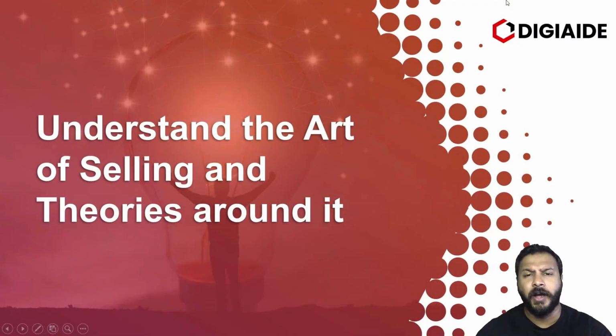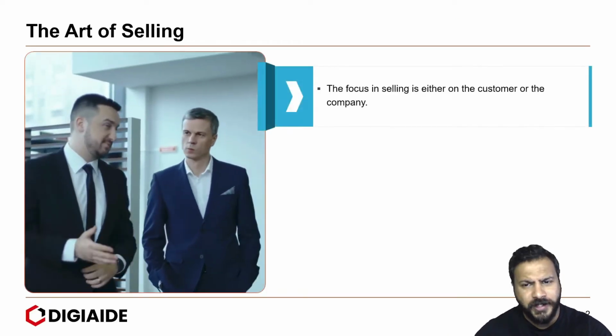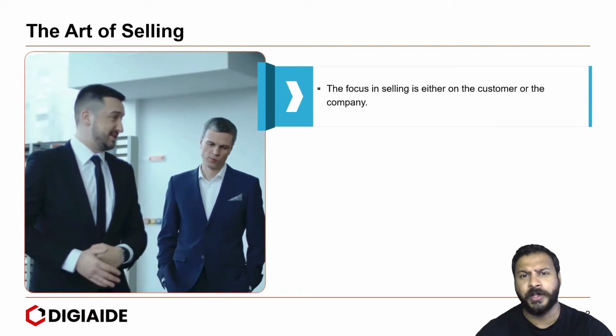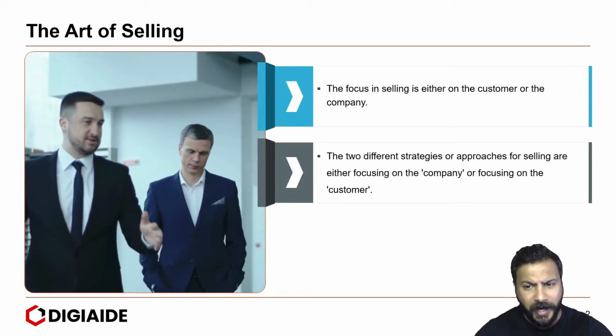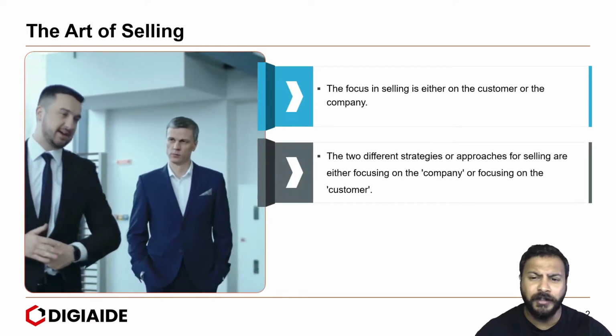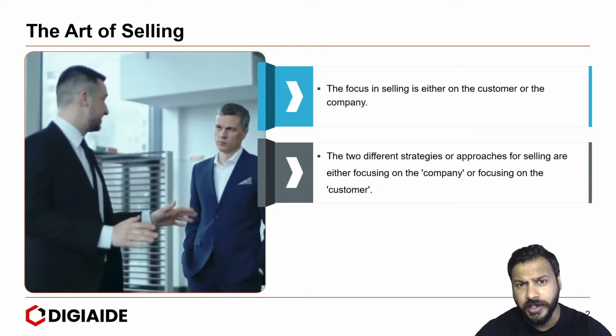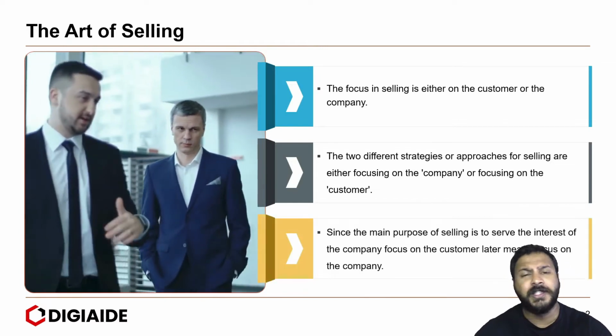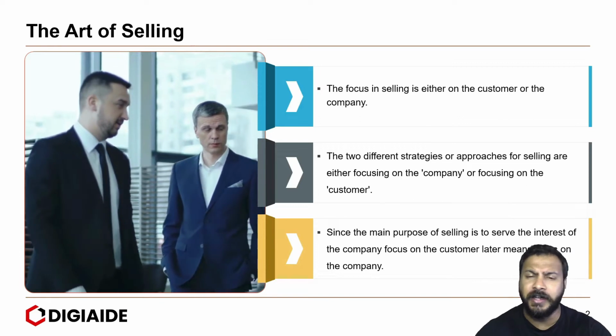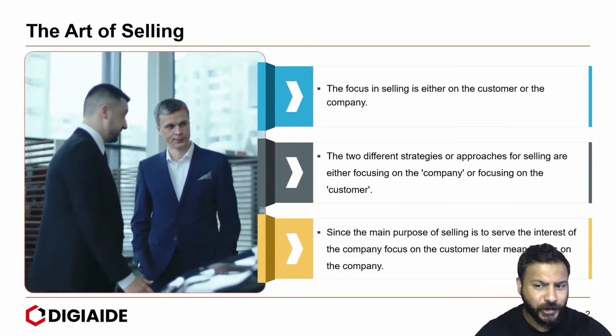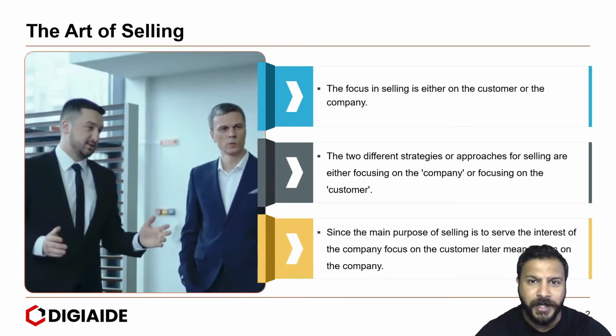Let's understand the art of selling and the theories around it. The focus in selling is either on the customer or the company. The two different strategies or approaches for selling are either focusing on the company or focusing on the customer. Since the main purpose of selling is to serve the interest of the company, focus on the customer later meets the focus on the company.